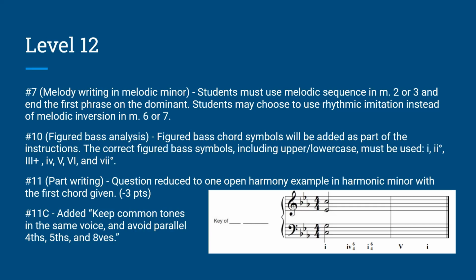Number 11, part writing. The questions are reduced to 1 open harmony example in harmonic minor with the first chord given. And 11C, this is an instruction that has been a rule, but it wasn't written on the test. So we've added it there to remind the students: keep common tones in the same voice and avoid parallel fourths, fifths, and octaves. This is something that they should know and is on the level 11 test, but it was not written on the level 12 test.